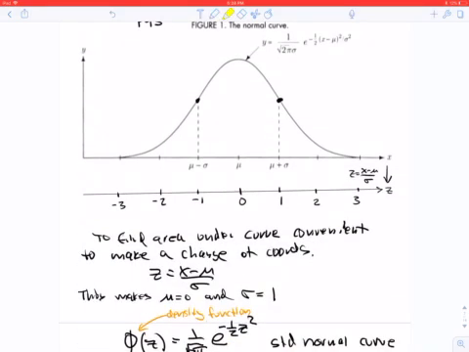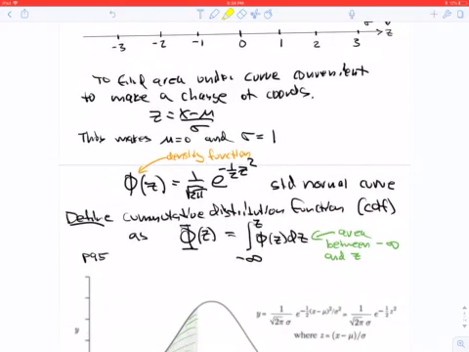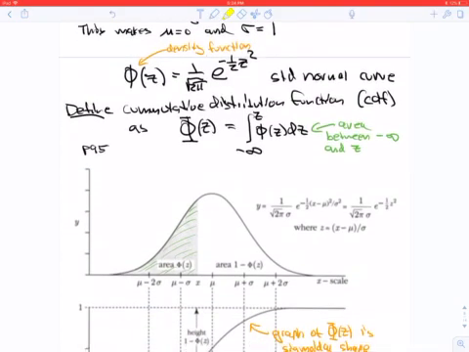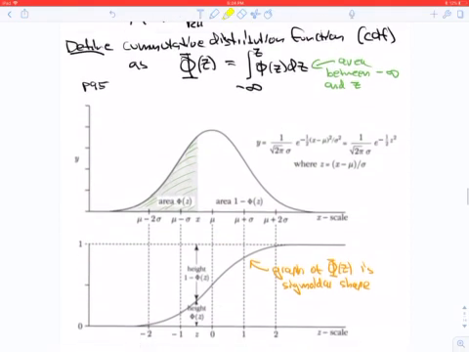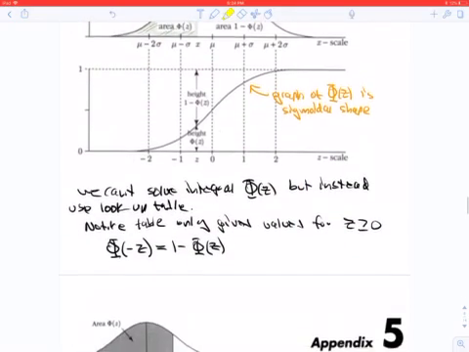So to find the area under this curve, it's convenient to make a change of variables, z = (x - mu) / sigma, and that has the effect of making mu 0 and sigma 1. That gives us the standard normal curve, whose density function is given here. And we can define the cumulative distribution function, which is the area between minus infinity and z. And its graph is sigmoidal shaped, running between 0 and 1.